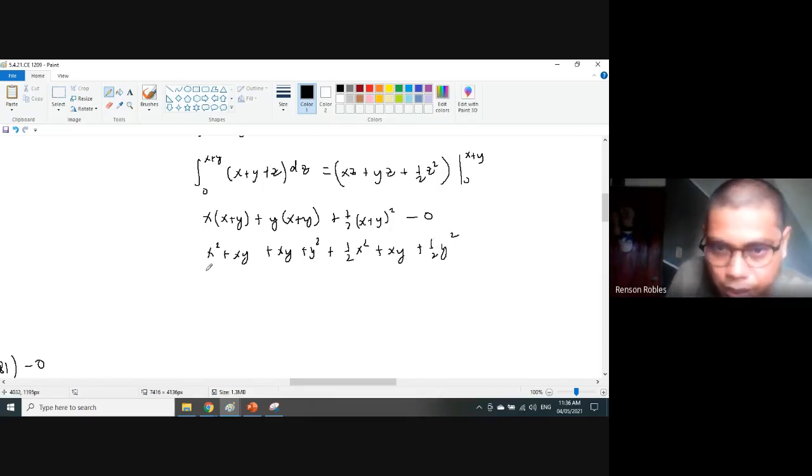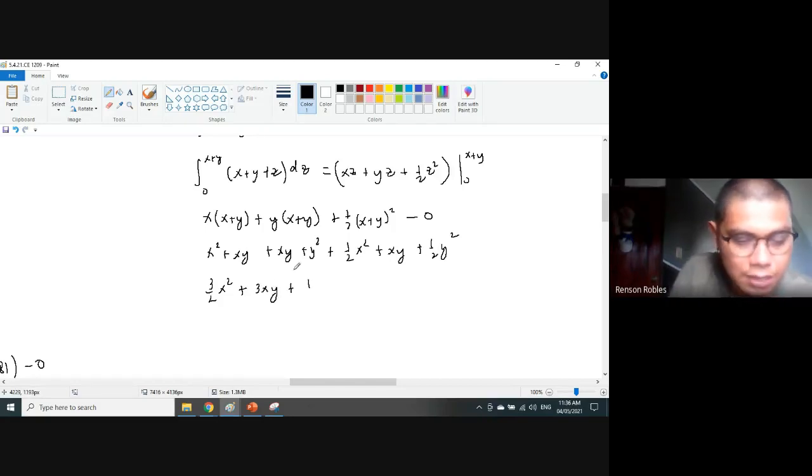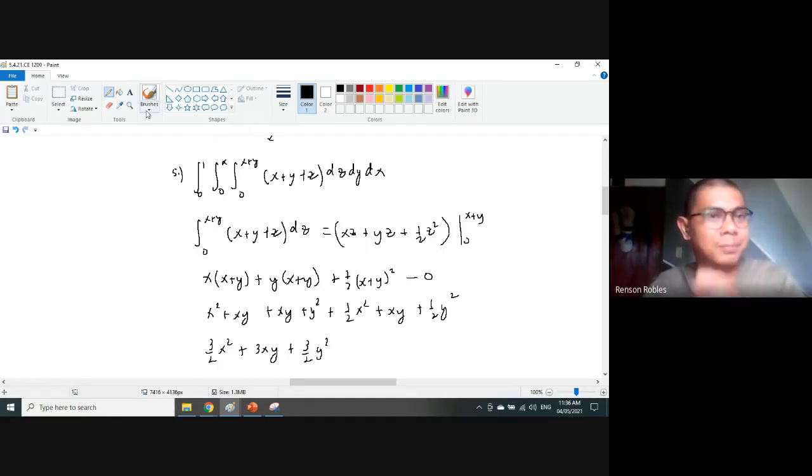Then how many x squared? This is x squared. This is 1/2 x squared. 3/2 x squared plus 3xy plus I think there's another 3/2 y squared. Yeah. Then I will copy this part. Literally copy paste ako ha.